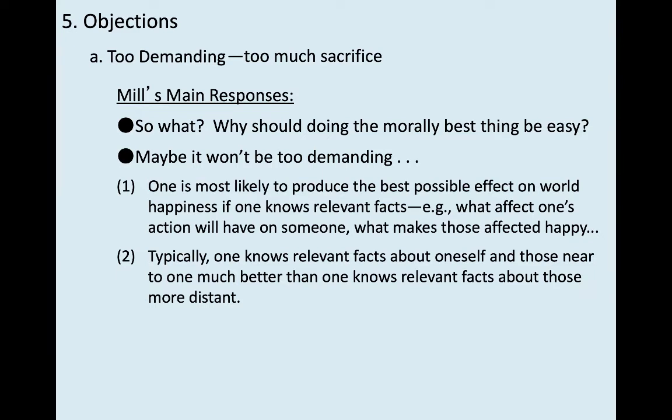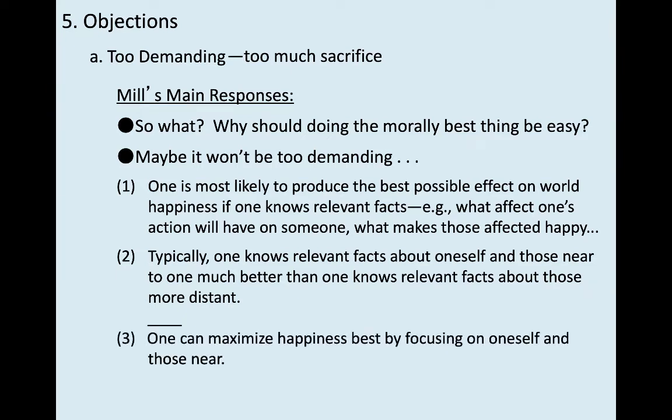So we should expect that as people get more and more distant from me, I will be less and less effective at performing in a way that will increase their happiness. So maybe the theory isn't too demanding because it allows you to focus on maximizing happiness for yourself and those close to you. Now, I think this reply that Mill gives to the objection gets something right and gets something wrong.